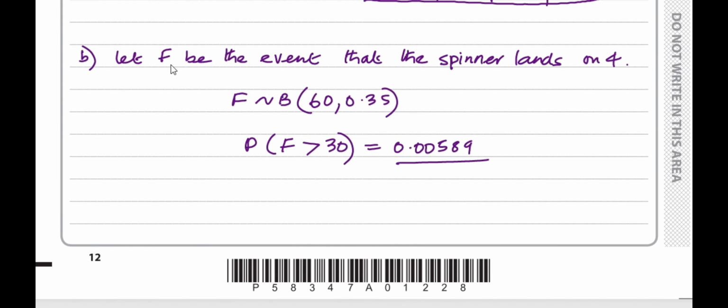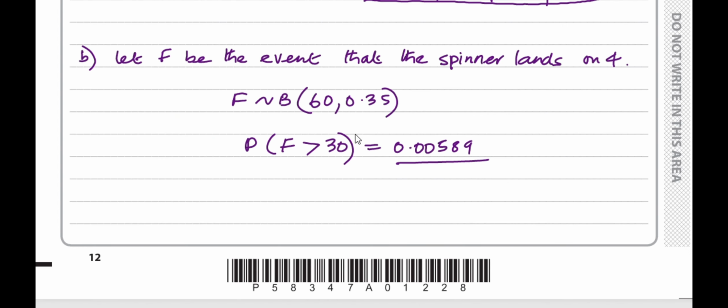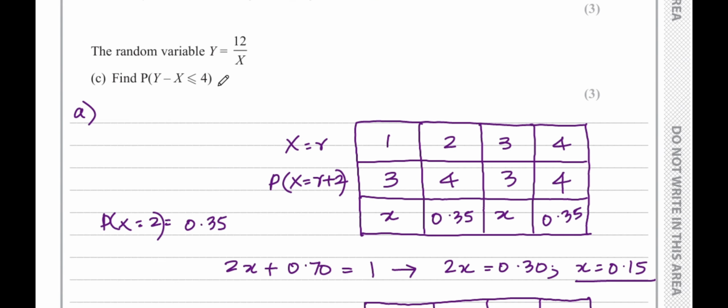So what we wrote here is, let F be the event that the spinner lands on 4. Then F follows binomial distribution 60, 0.35. Then we need to only put these details in our binomial distribution calculator. So we put 60 for the number, 0.35 for the probability, and above 30. And that probability came to 0.0059, which I put in the calculator to improve the precision. I got 0.00589. Fine.